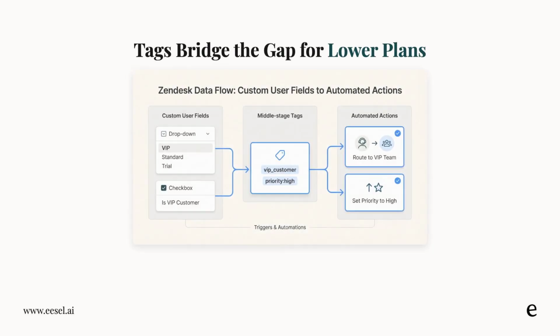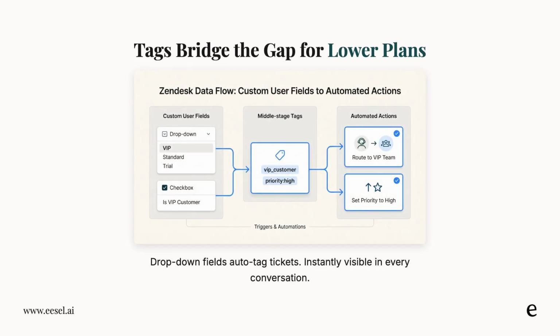On lower tier plans, there is a simple workaround. Drop-down and checkbox fields automatically generate tags that appear on every ticket. Agents spot a VIP tag instantly, without any special configuration or extra clicks.